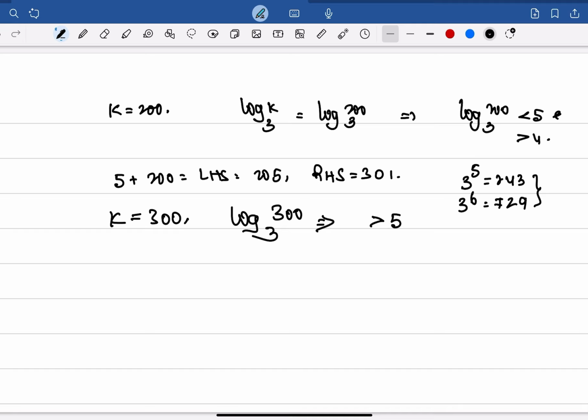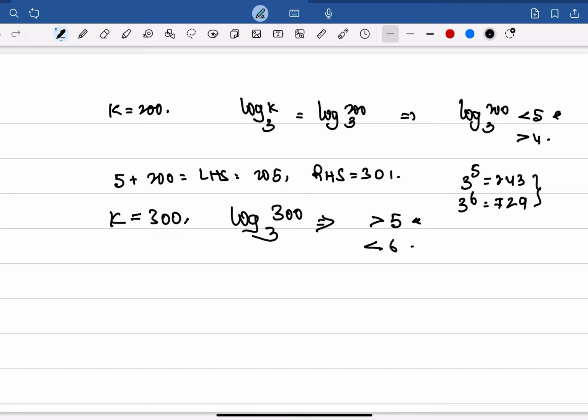Greater than 5 and less than 6. It lies between 5 and 6. But it's bending towards the value of 5, not towards 6, because there is a heavy difference between 3 to the power of 5 and 3 to the power of 6. Try to understand.